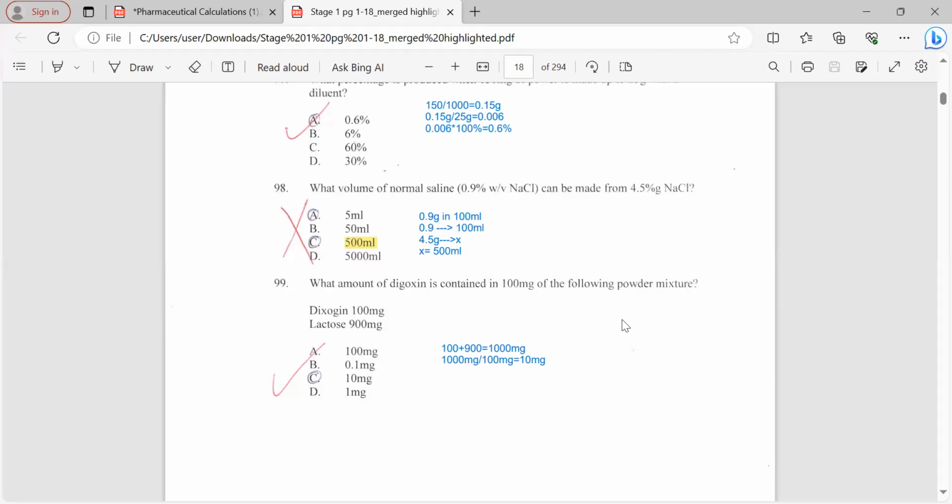Then the next one, what amount of digoxin is contained in 100 milligrams of the following powder mixture? The mixture has 100 milligrams of digoxin and 900 milligrams of lactose. So the whole powder is 1,000 milligrams. Then you can just either do the ratios or divide to get how much is in that 100. So 100 milligrams is in 1,000 milligrams. So what about in 100 milligrams? Then you get 10 milligrams.